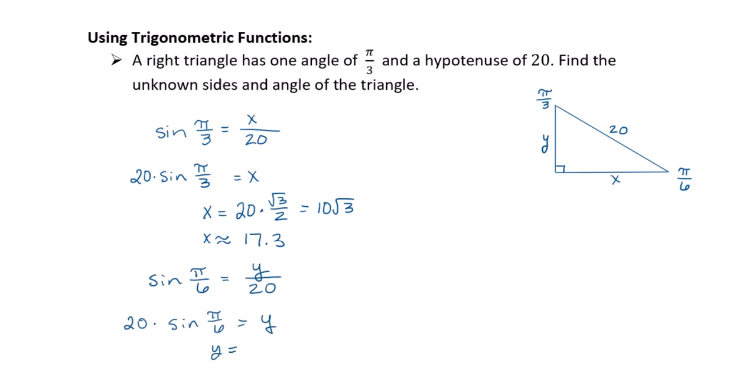This means y is 20 times the sine of pi over 6, which is 1/2. So I end up with 10. And it's always good to go back here and include your measurements. My x was 10 square roots of 3, or approximately 17.3, and y is 10.